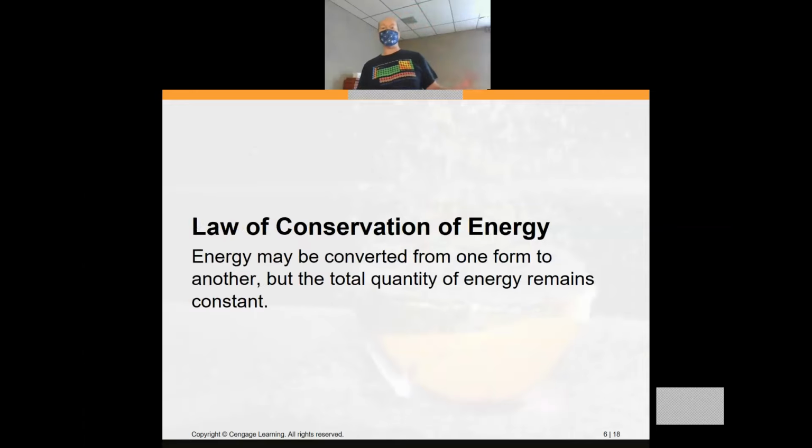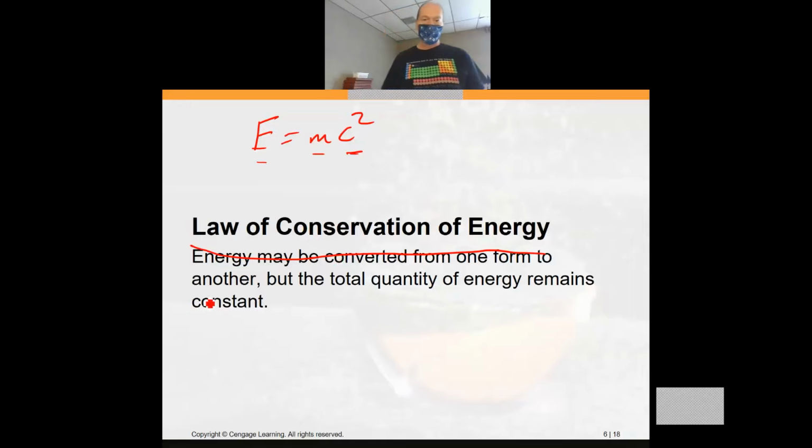All right, so you have the law of conservation of mass. Then you also have the law of conservation of energy because we have Einstein's equation, E equals mc squared, where c is the speed of light. That's a constant. So your mass and your energy both have a conservation. We have the conservation of mass, which means we have the conservation of energy. Now this is only true when you do a chemical reaction. A nuclear reaction does not have a conservation of mass, and it does not have a conservation of energy. So energy may be converted from one form to another, but the total quantity of energy remains constant.